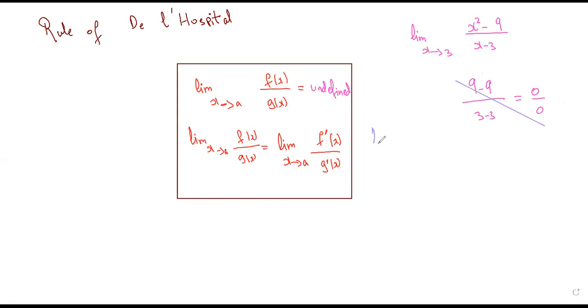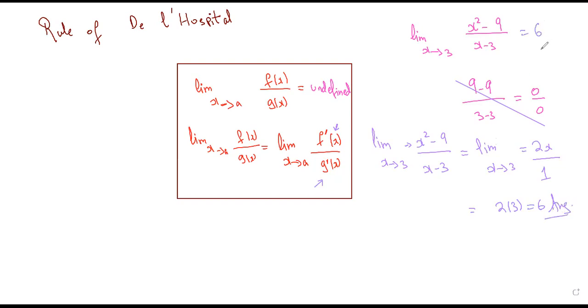Okay, so limit x going to 3, x squared minus 9 divided by x minus 3 is equal to limit x going to 3, the derivative of the numerator, this is my numerator, x squared minus 9. So the derivative of x squared is 2x, and for 9 it would be 0, divided by the derivative of the denominator, it is x minus 3, so it would be 1. And now when I plug in the limits, it would give me 6. So this is going to be the answer.